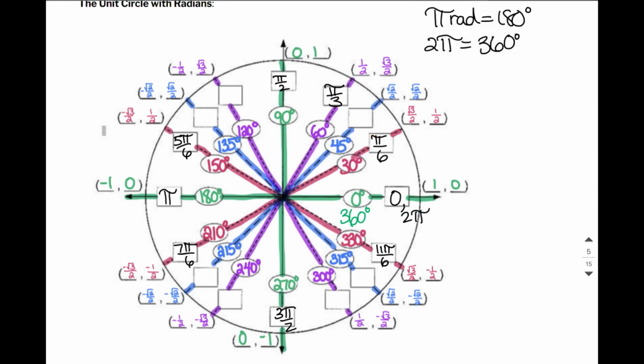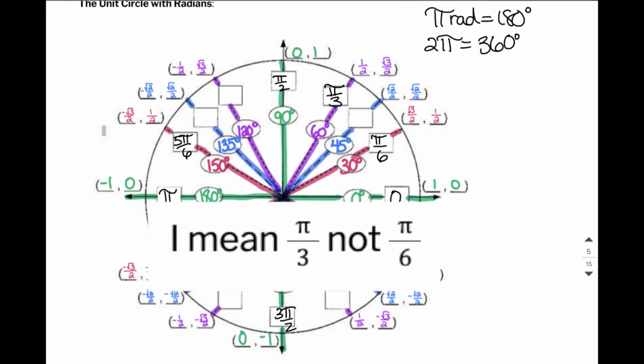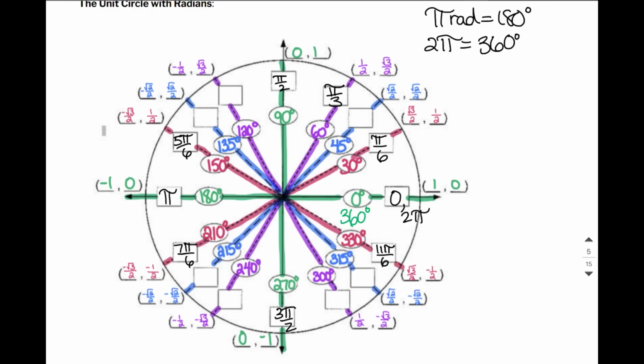Okay, so now this angle right here, this 120 degree angle, is pi over 3 away from pi. So to figure out this angle here, I would have to do pi minus pi over 3. But pi is 3 pi over 3.